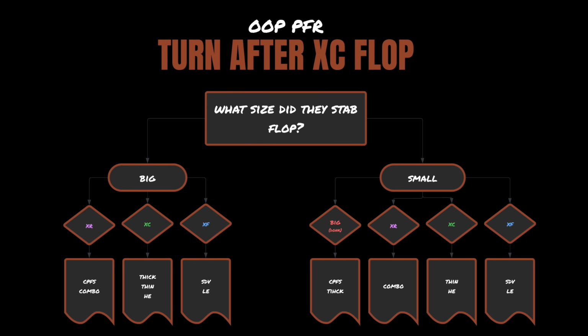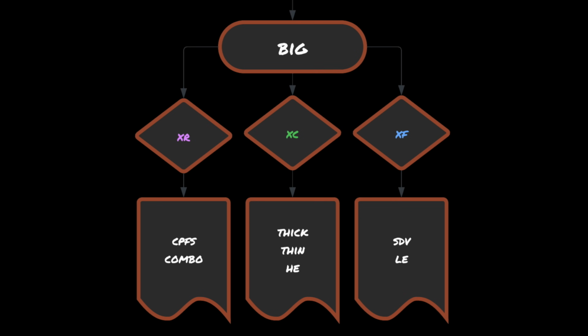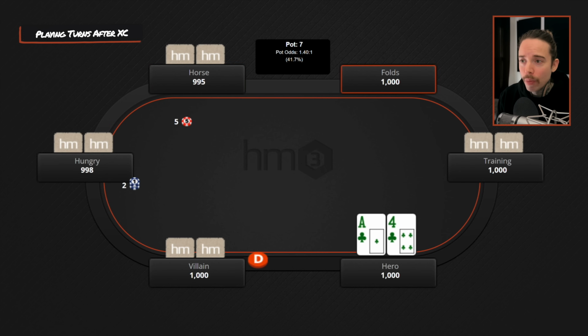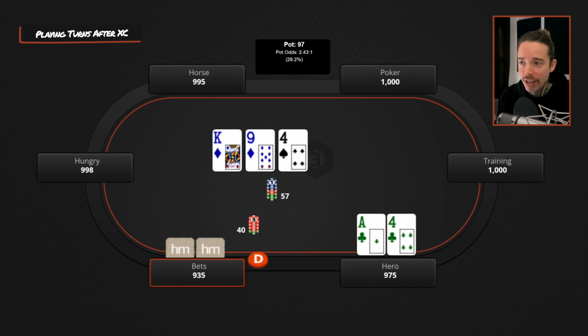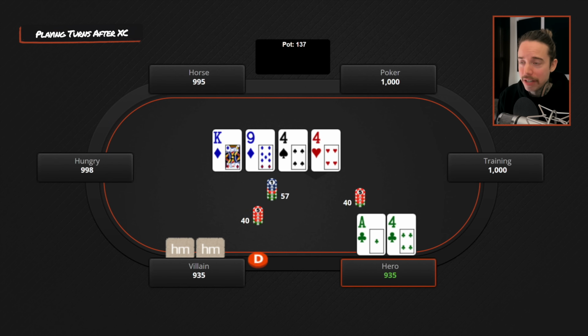And again, going back to our flowchart, why, when our opponent stabs big on the flop, do we just want to check again when we have our can-play-for-stacks hands on the turn and not just come out and lead? Well, let's look at this example. We open ace 4 of clubs in the cutoff, opponent calls on the button, king 9 4, we check, our opponent stabs big, we call here on the flop. Now the turn is a 4, so why would we want to check here again instead of just coming out and donking?